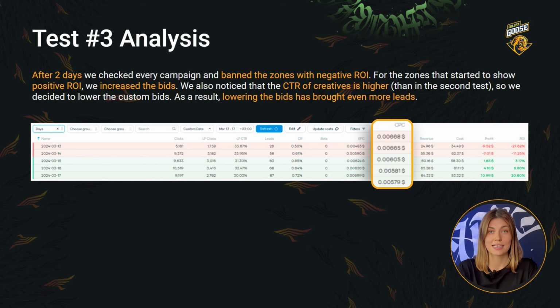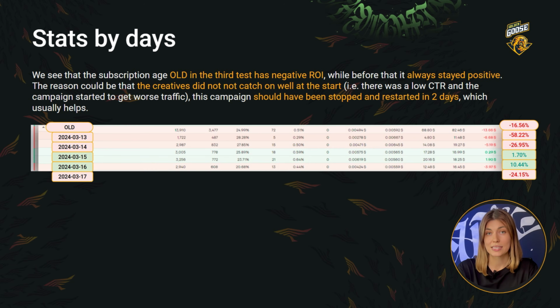This concludes the tests. Here are the results. We see that the subscription age old in the third test has negative ROI, while before that it always stayed positive. The reason could be that the creatives didn't catch on well at the start, there was a low CTR and the campaign started to get worse traffic. This campaign should have been stopped and restarted in 2 days, which usually helps.